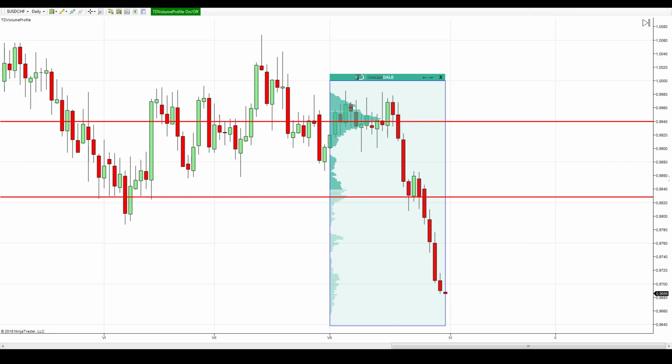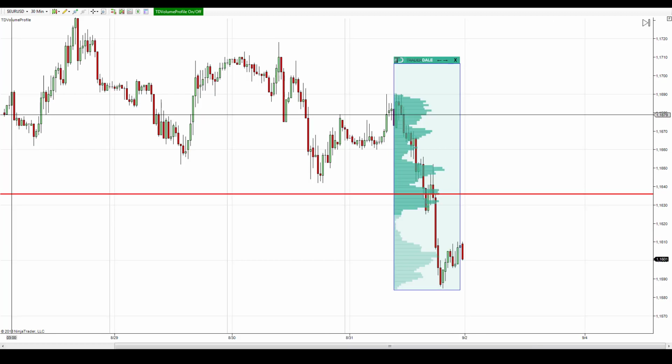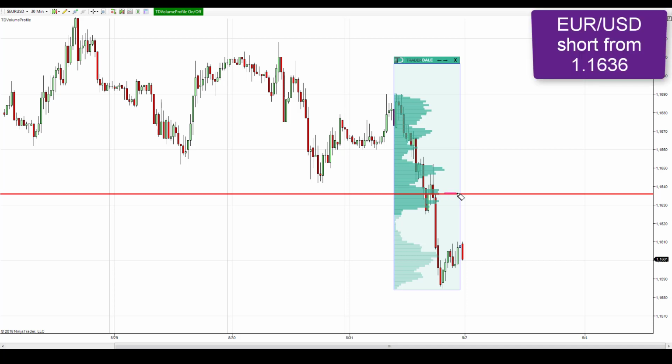So those were the two swing trades which I wanted to show you, and now let's move on to the intraday trades. Before you can see a 30-minute chart of the euro dollar, and there's one intraday short which I'd like to show you. It's at 1.1636 and it is based on the trend setup.